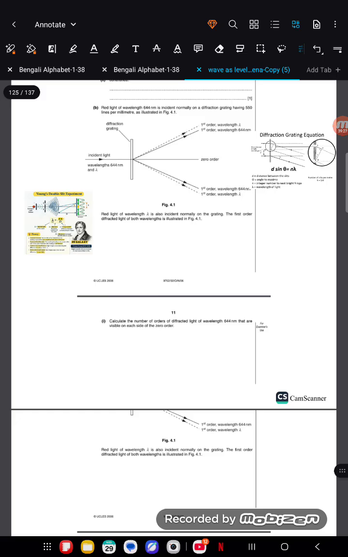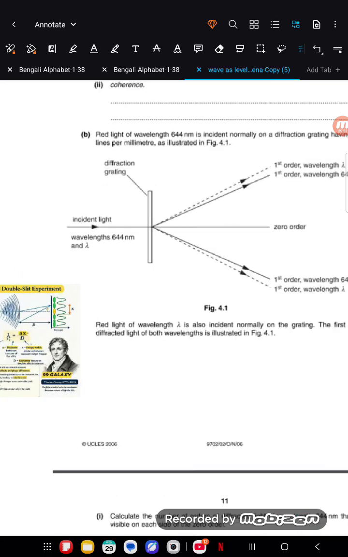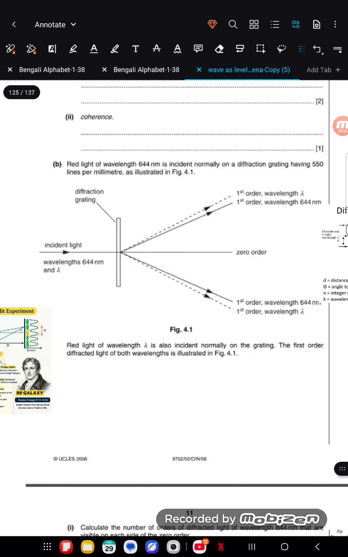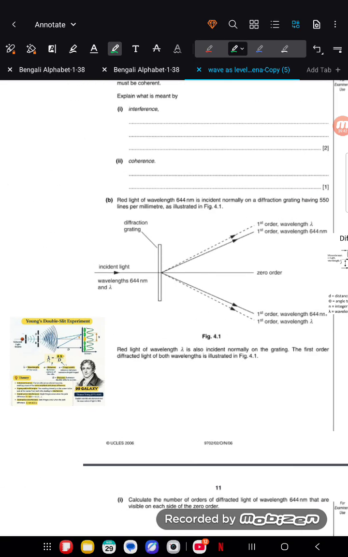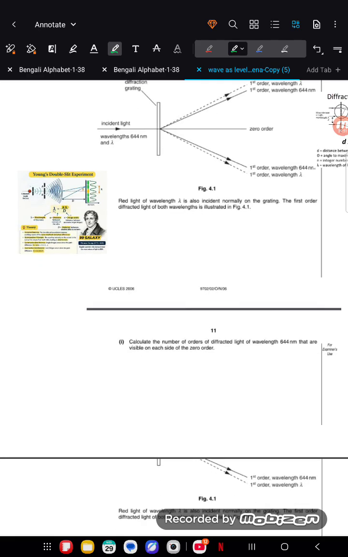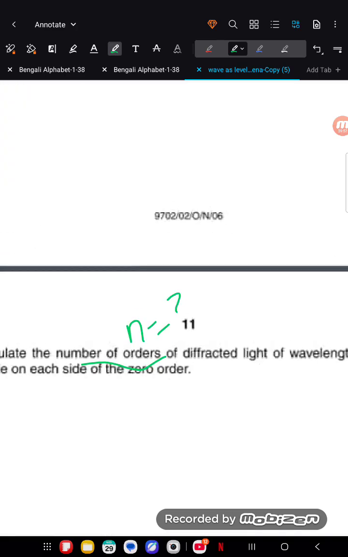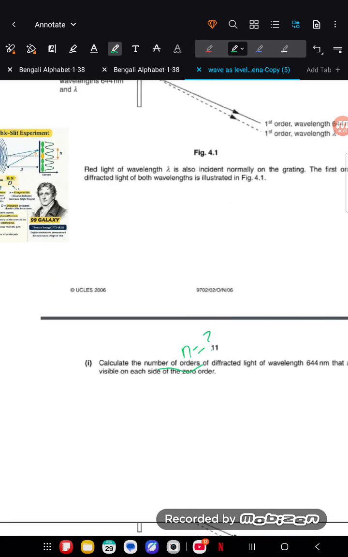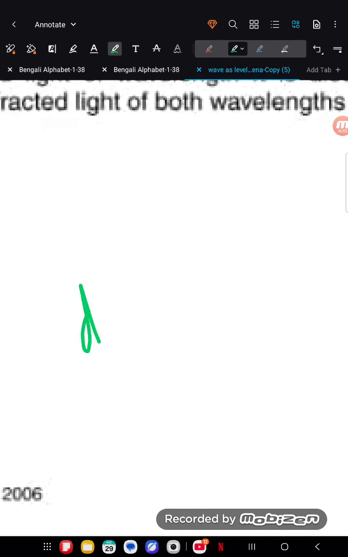October, number 6, question number 4, paper 2. So here you can see the wavelength is given, okay, and capital N is given. Now what do they ask you to find? They are asking to find a small n, right? So in order to find small n, you need d sine theta and the wavelength.